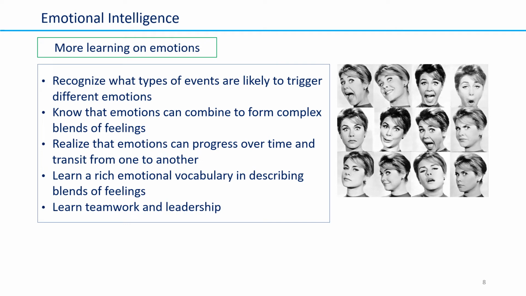Realize that emotions can progress over time and transit from one to another. If you have fear, anger will come. If you are angry, sadness will come. So emotions can progress over time and go on changing from one to another based on the situation. Then try to learn emotional vocabulary, because you have to describe and understand the blends of feeling. The feeling will not be single at a time. Blends of feelings will come together. So you must have the vocabulary to understand. And when you are doing teamwork and when you are a leader, understanding the emotions is most important. So try to understand at every level.